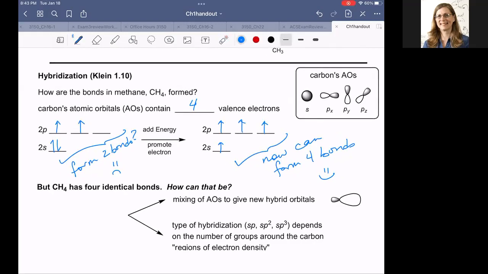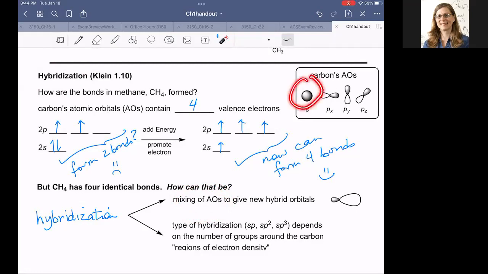The answer, of course, is right here in the topic of section 10. It works because of hybridization, a theory, a process that helps explain the observed bond shapes and reactivity and so on. So what does hybridization mean? Hybridization means we're going to mix our atomic orbitals to give new hybrid orbitals, right? If you blend plants, if you crossbreed plants, you get hybrid plants, hybrid fruits, and so on. Hybrid means that you're mixing something.